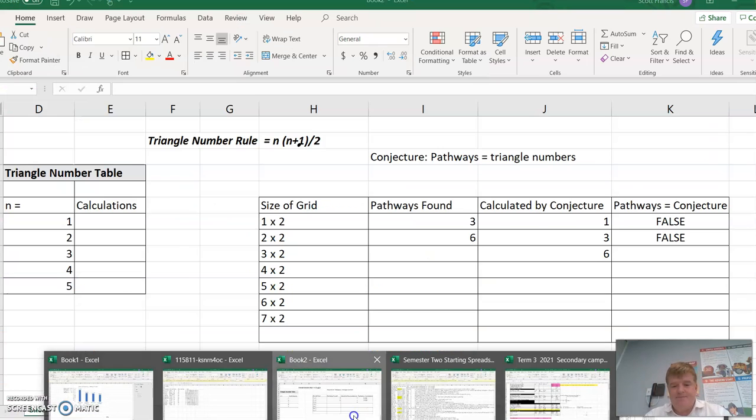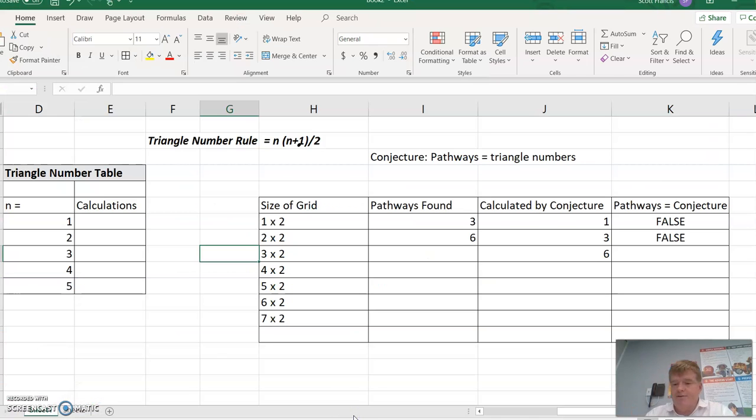Now I've set this up in a spreadsheet, which is one way you might do it. You might think it'd be a good idea to start with those calculations. Here's the rule. Just to remind you, the rule is n times n plus 1 divided by 2. So when n equals 1, my calculation is going to be 1 times 1 plus 1. 1 times 2 is 2, divided by 2 equals 1.